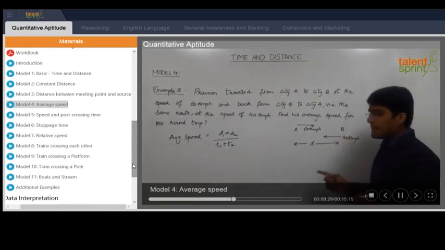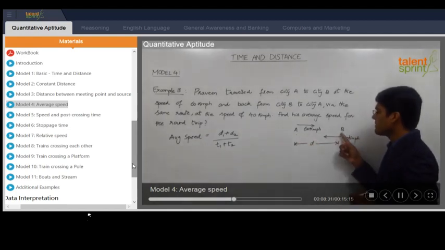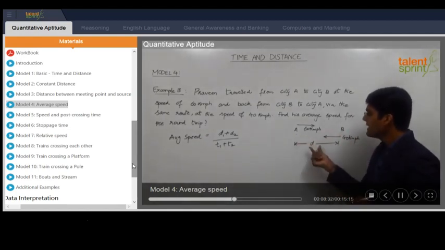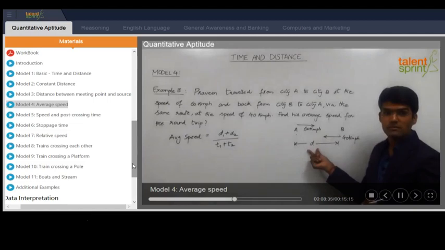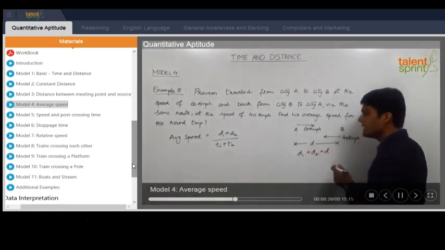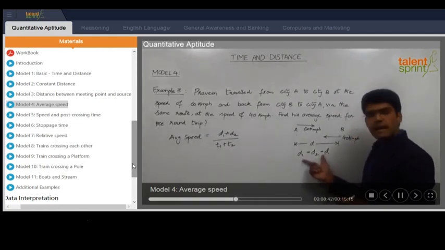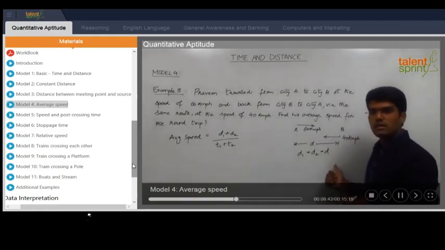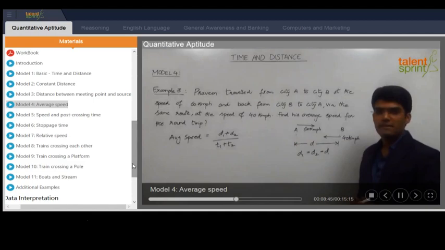The important point is, in both the parts of the journey, that is from A to B and back from B to A, the distance covered was equal. That means nothing but d1 is equal to d2 is equal to d. So let us keep this point in mind, that is d1 and d2 both are equal to d, and try to find out the average speed there.